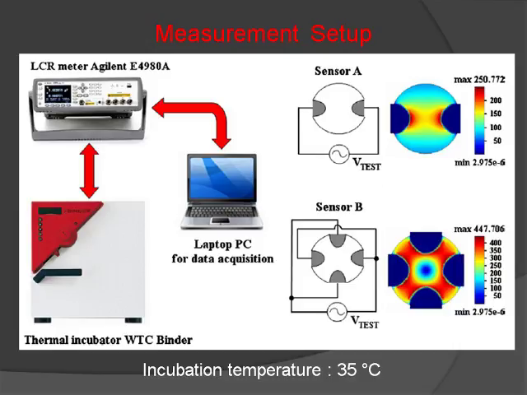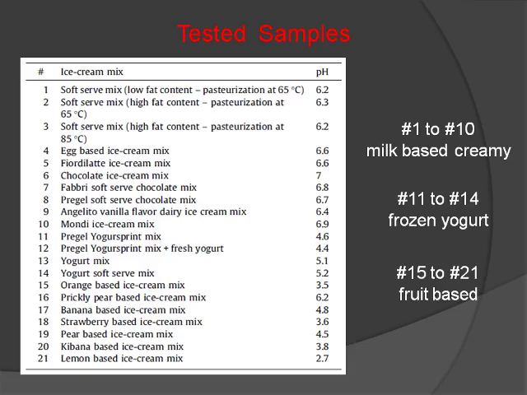its gradient. Measurements have been performed on a set of 21 ice cream mixes, different for ingredients and producers, which can be classified in two main categories, fruit and milk-based. The latter category can be further divided in creamy and frozen yogurt products. The ice cream mixes as well as the measured pH values are listed in the table.